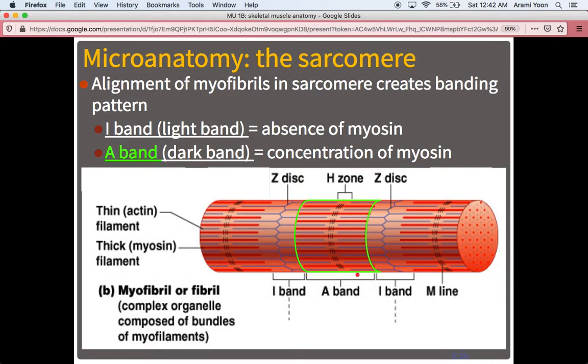If you look at an A band, or if you look at a myofibril under a microscope, you would see that it would have a dark region where the myosin is, and it would have a light region where the myosin isn't. And so that dark and light banding pattern is characteristic of skeletal muscle fibers.